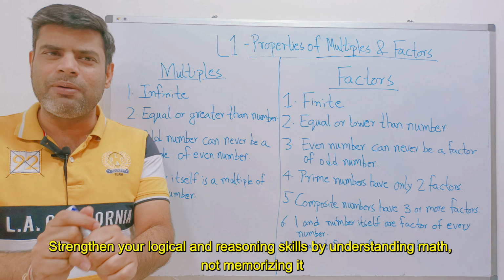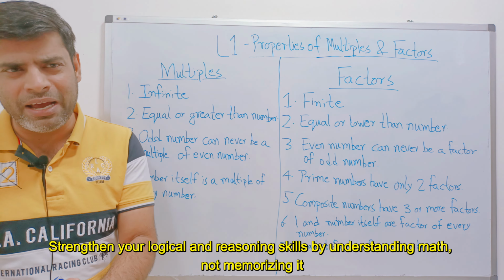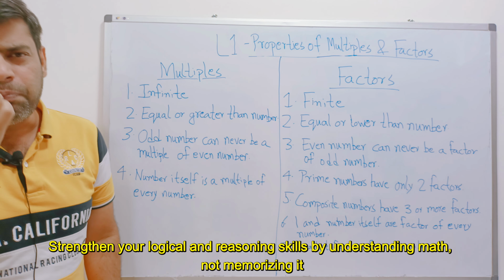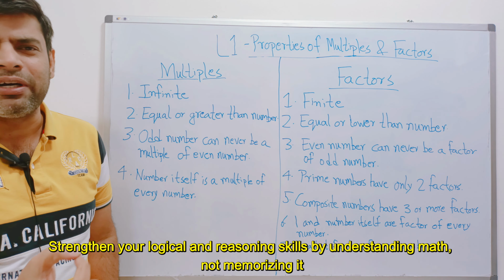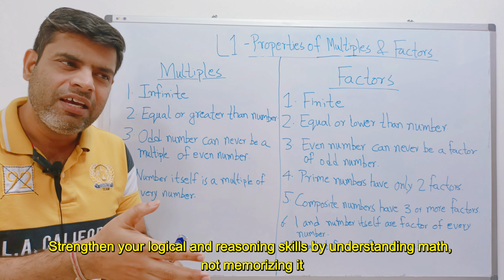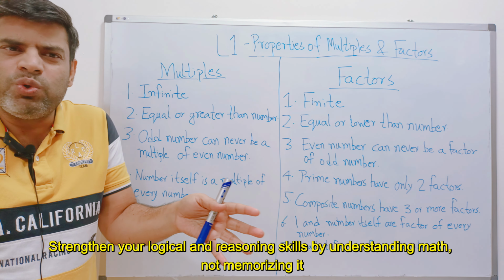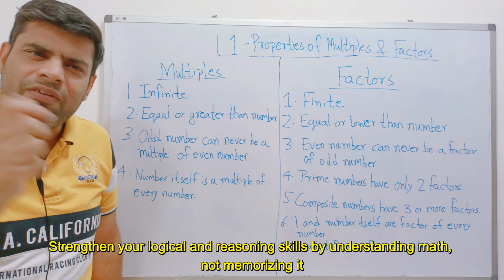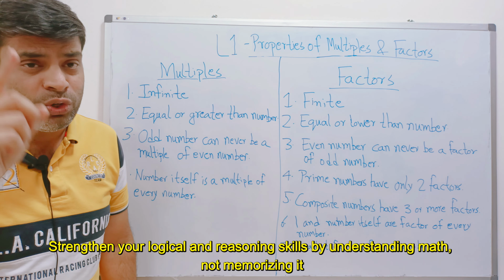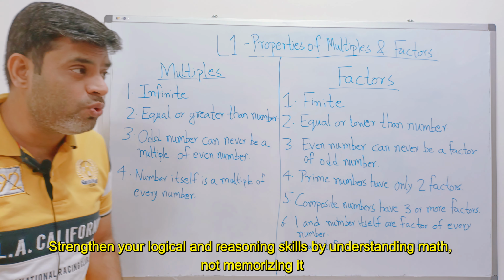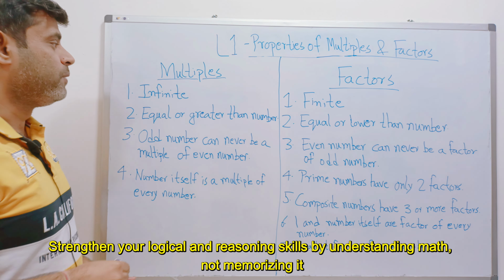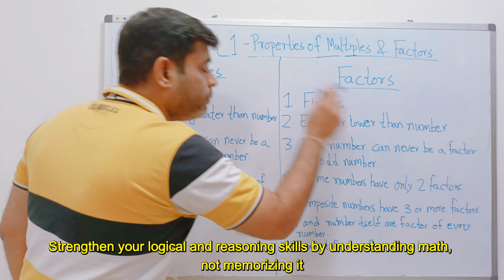Memorizing math concepts or the properties which we learn in math kills your aptitude to understand math. And aptitude is the most important thing: how your brain logic is working. If you kill your processing speed, maybe you will learn a few small concepts, but you will never be able to become an expert in math. So don't kill your logical aptitude, don't kill your reasoning aptitude. And how can you do that? By understanding the concepts. So let us understand properties of multiples and factors.